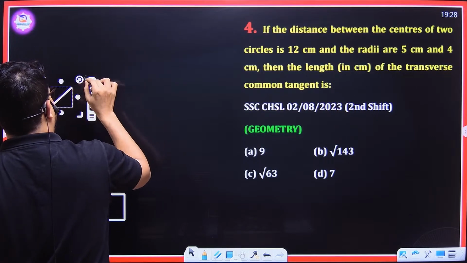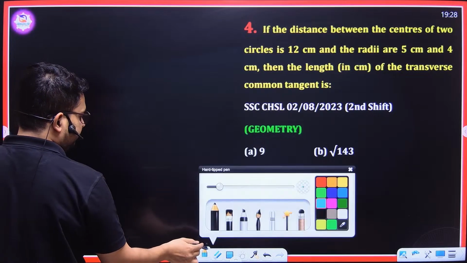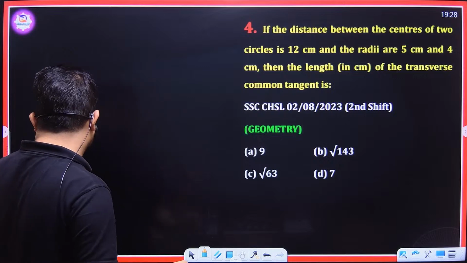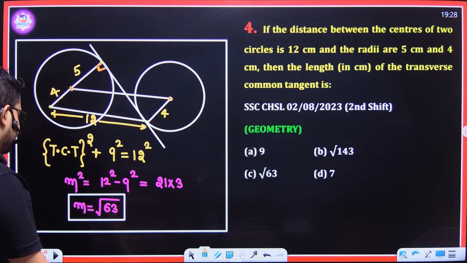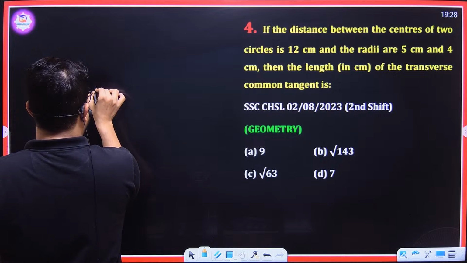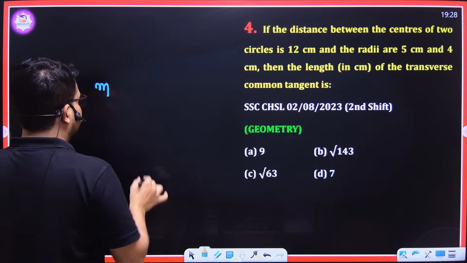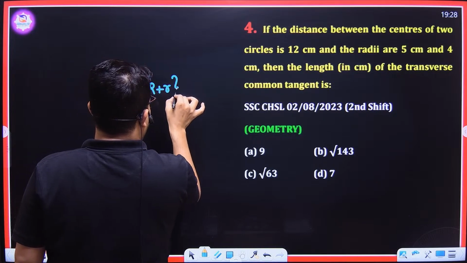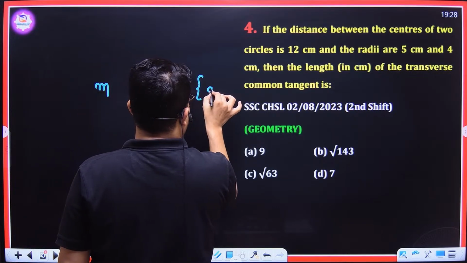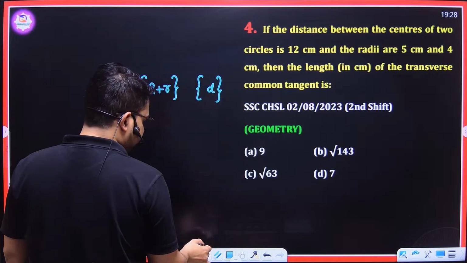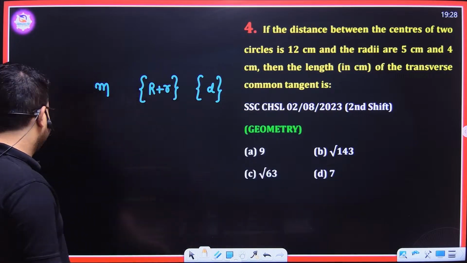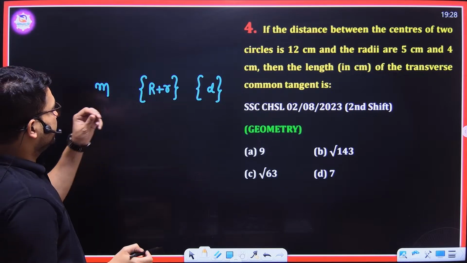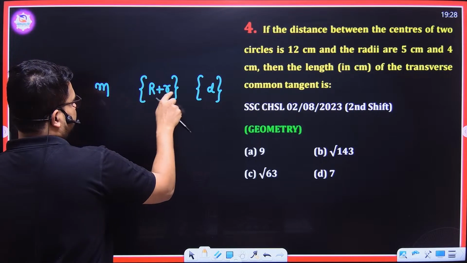We always have a Pythagoras triangle in finding TCT. If I denote my TCT as M, then I have R plus R, and I have D, the distance between the centers. This one is the hypotenuse. It means the square of the hypotenuse is equal to the sum of the squares of the other two sides.